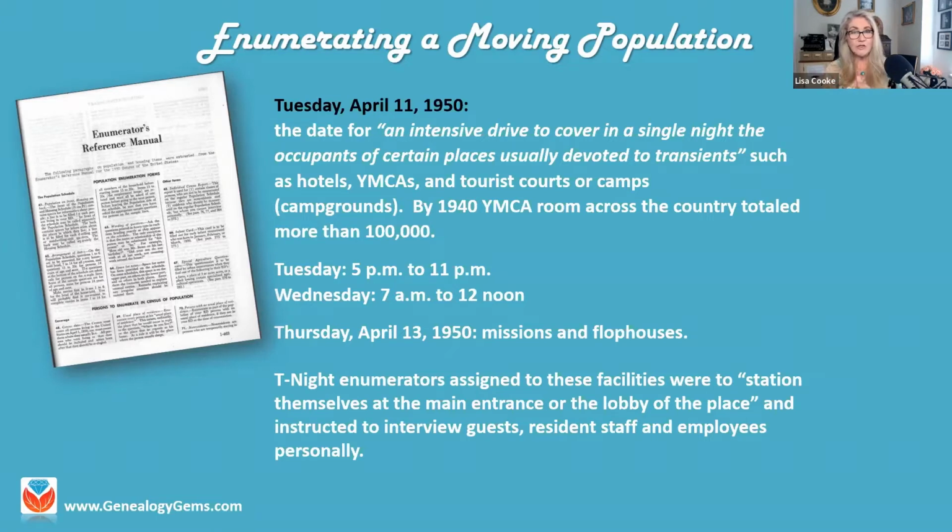So they did that on Tuesday night from 5 to 11 p.m. And then Wednesday morning they get up and they do it again, 7 a.m. to noon. And hopefully you've captured everybody before they get up and move to the next location. On the 13th, on Thursday, they then went to missions and flop houses. And their job in all of these locations was to basically station themselves at the front door, or in the lobby, with their clipboard in hand and to talk to people personally and look through the register, see who's registered to be there, and make sure that they have at some point talked to these people personally.